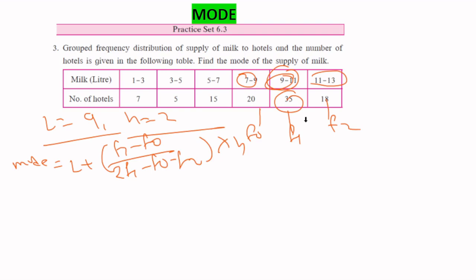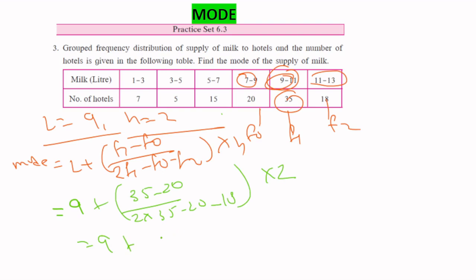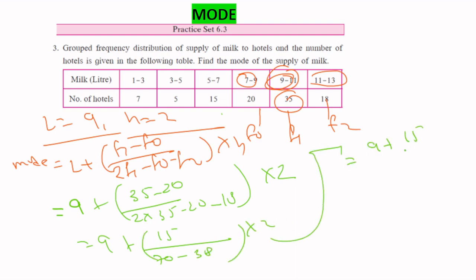See how fast it is, once you follow the logic, right? Twice, thrice, 4 times, definitely your speed will be awesome. Okay, now substitute the value. 9, f1 is what? 35 minus 20, 2 into 35 minus 20 minus 18, into 2. So 9 plus 35 minus 20, 15, 70 minus 38 into 2. So equal to 9 plus 15 divided by 70 minus 38.